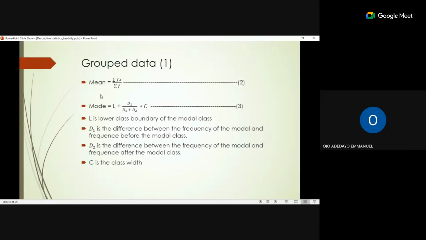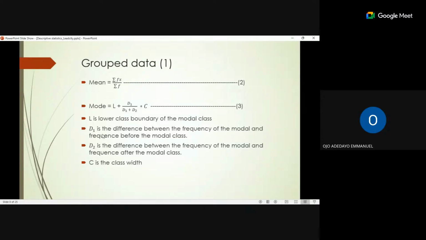Once you have a grouped data and they ask you to calculate mode, you don't use the one that appears most, like the ungrouped data. You are going to use this formula. How we can use this formula, we are going to see it in this lecture. So now if you look at it, the L means lower class boundary of the modal class. That means that you first of all get the modal class. By the time we do the example, we are going to understand better.